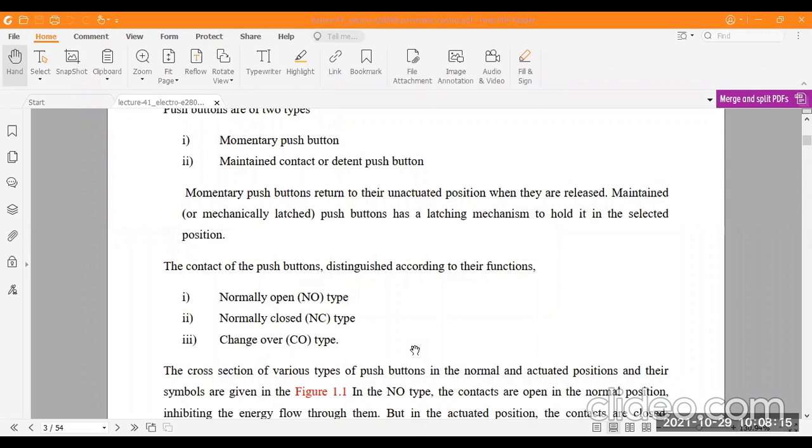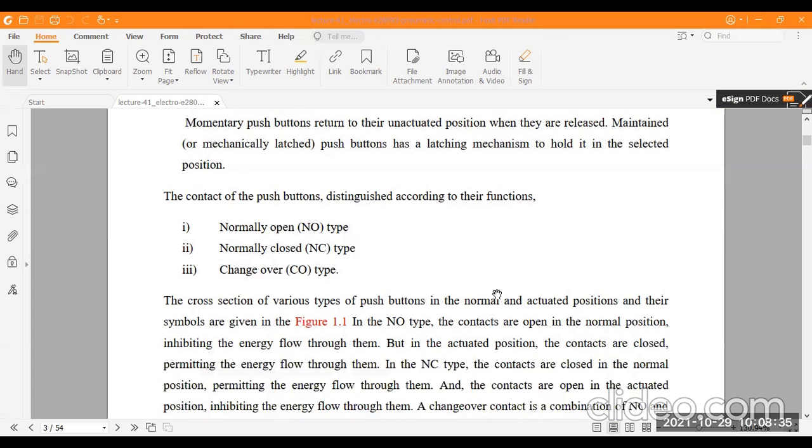When you take a job in industry, such as in a power plant, you also have to know these three things. NO means a normally open type of push button, NC means a normally closed type of push button, and CO means the changeover type of push button switch.